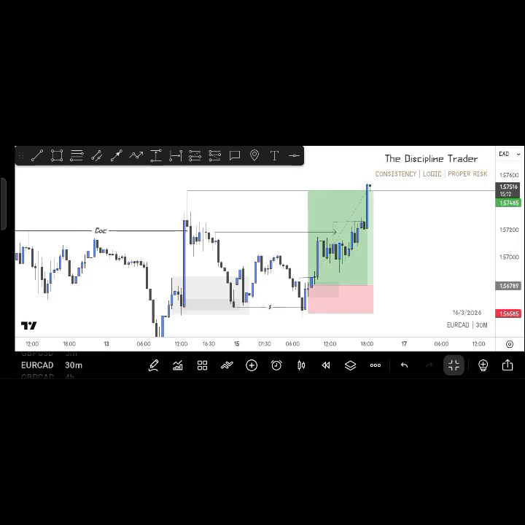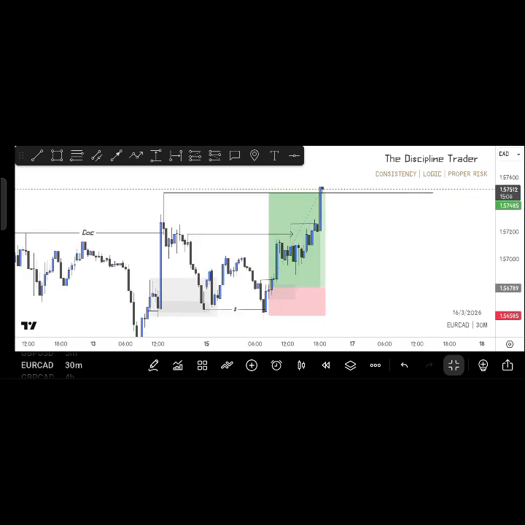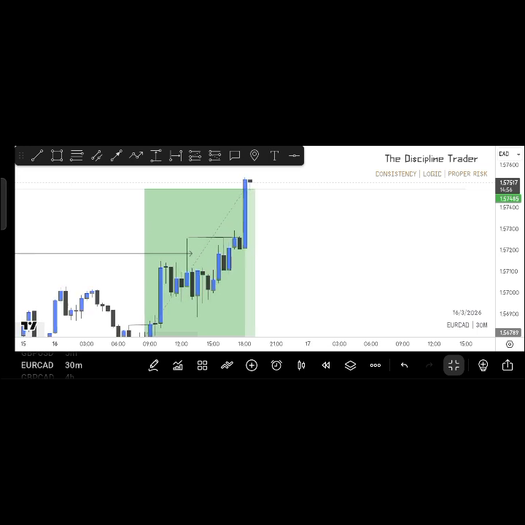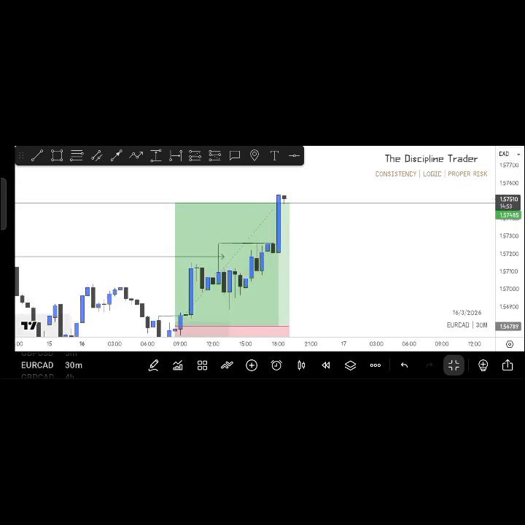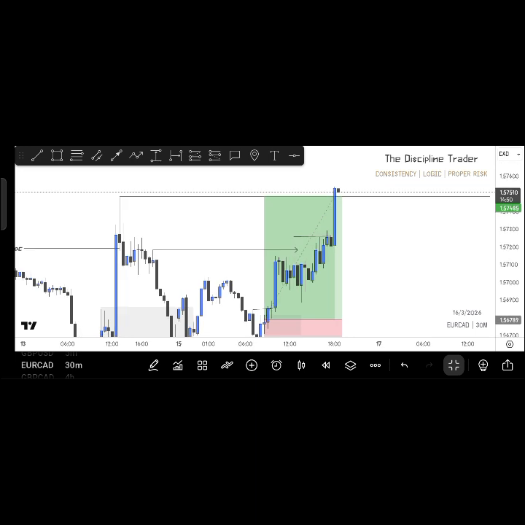And there we go, guys. There we go. What a nice TP. I knew price was going to skyrocket because as soon as it broke this week right here, I knew price was going up. It's rocketing to the sky, man. So price actually did that exactly.